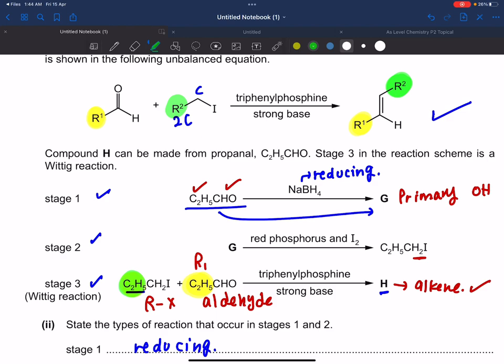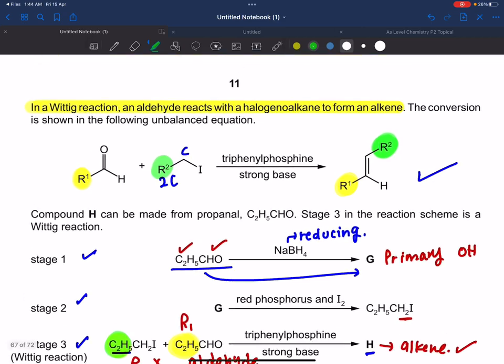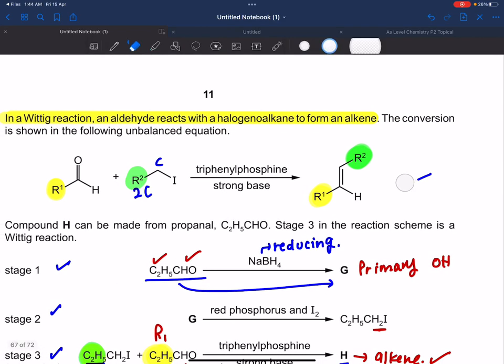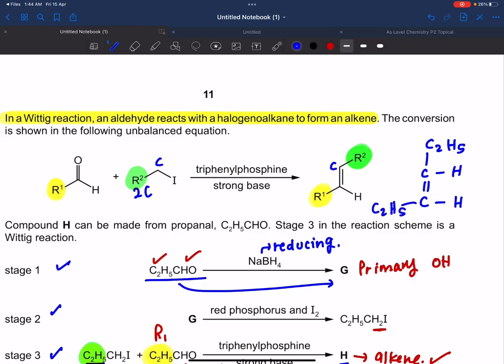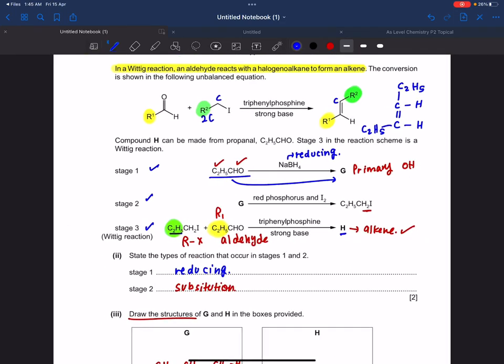So now I'm just going to draw the formula. Just remove the CHO and CHI2 because of the Wittig reaction. It will be something like this. Look, C2H5 is bonded to a carbon atom here, which is bonded to a hydrogen, and then double bonded to a C, which is bonded to an H and an R2. R2 is C2H5. So you've got to draw the formula.